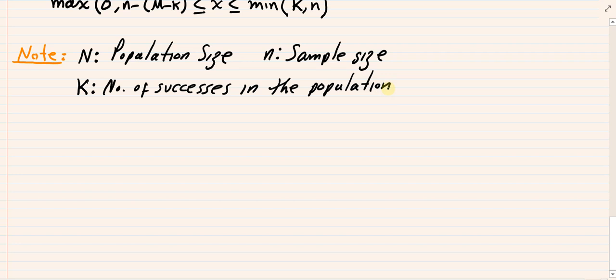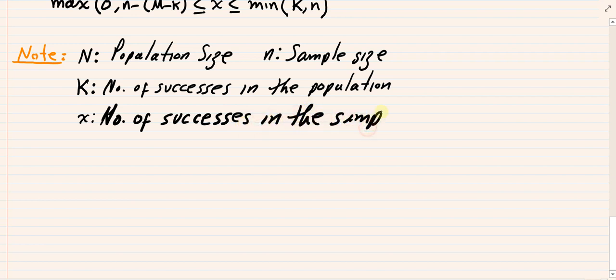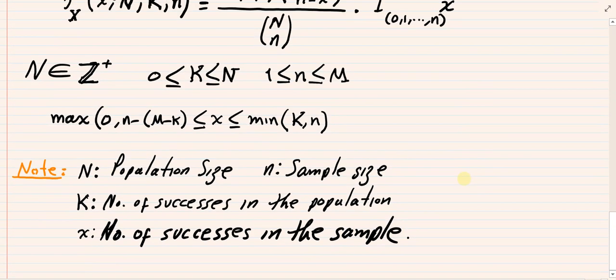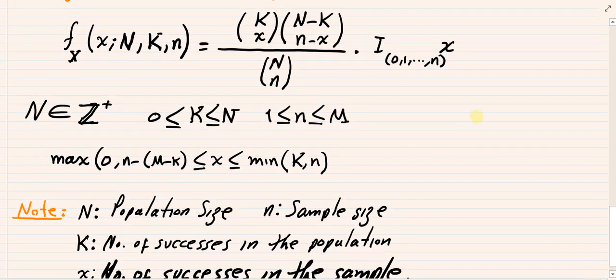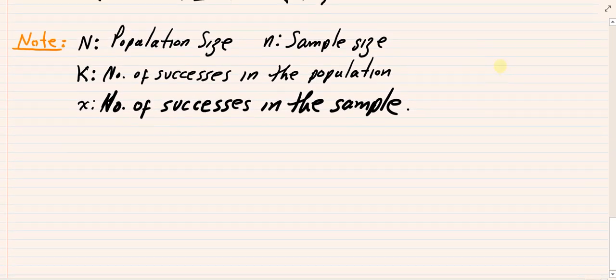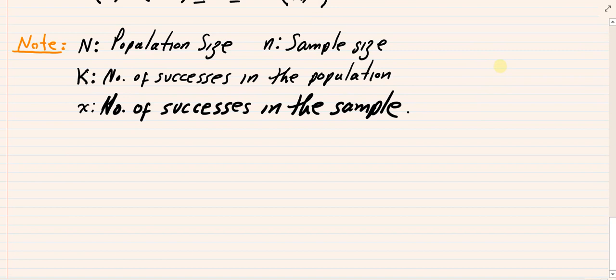Okay, and then let's see what else we had. Oh, we had little x, right? The little x would be the number of successes, of course, in the sample. Okay, let me write that. Number of successes in the sample. Okay, and there we have it. So we have capital K, capital N, little n, and little x. Okay, so we have all of those down.